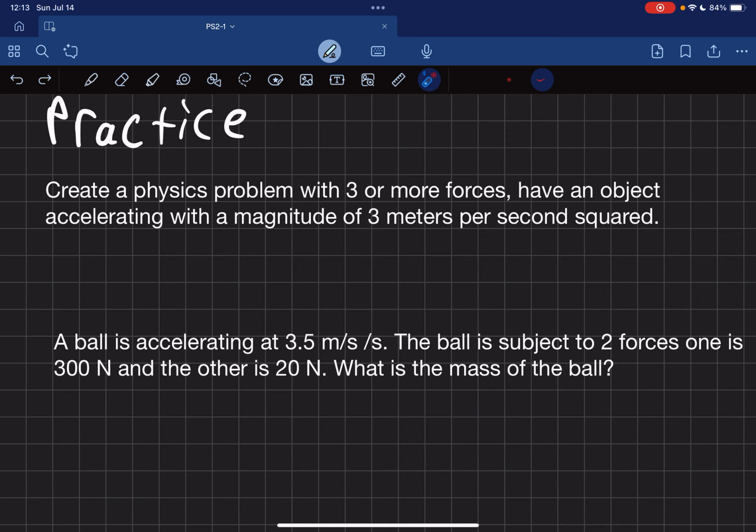The second problem is a ball is accelerating at 3.5 meters per second. It's another way of saying meters per second squared. The ball is subject to 2 forces. One is 300 newtons and the other is 20 newtons. What is the mass of the ball? So this time, you're trying to find out what the mass of the ball is, not the acceleration or the missing force.